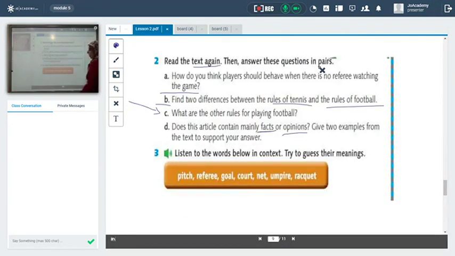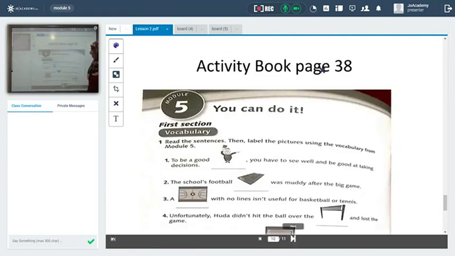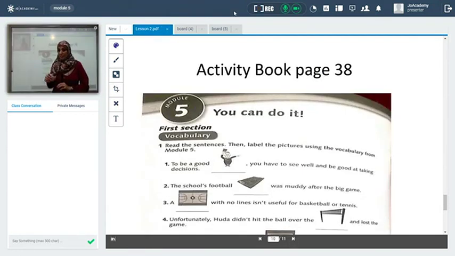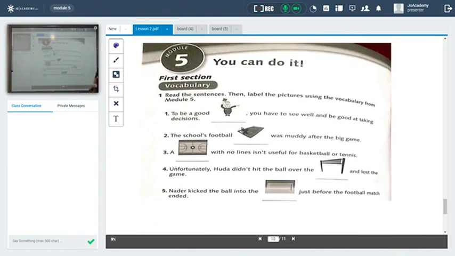Now, we are going to listen to the text again and see these words in the text. Try to guess their meanings. Now, after reading the text and finding out the new words and new vocabulary, let's move now to the activity book, page 38. Remember the title of our module 5? You can do it. Now, let's look at exercise number 1. Read the sentences, then label the pictures using vocabulary from module 5.